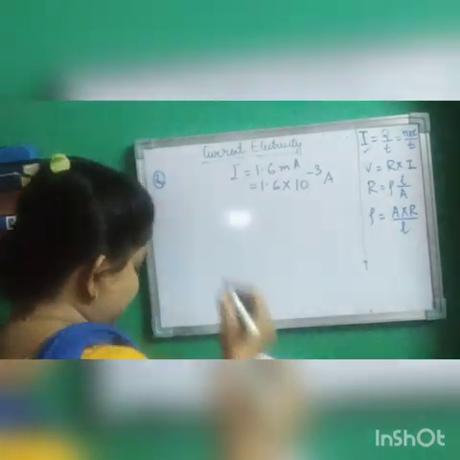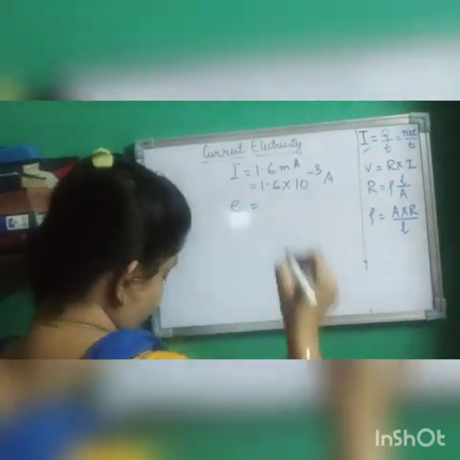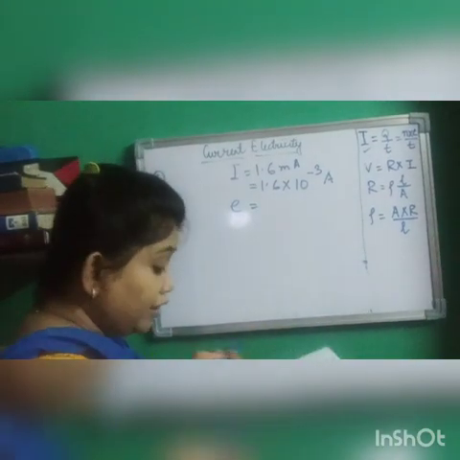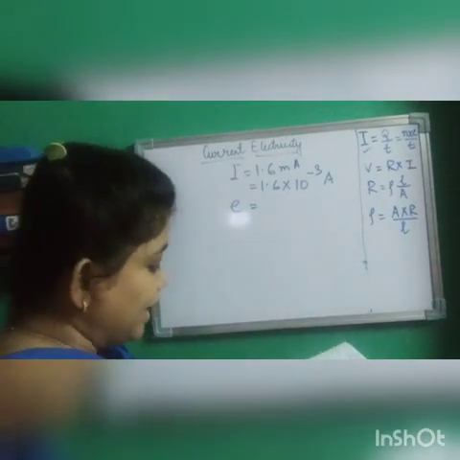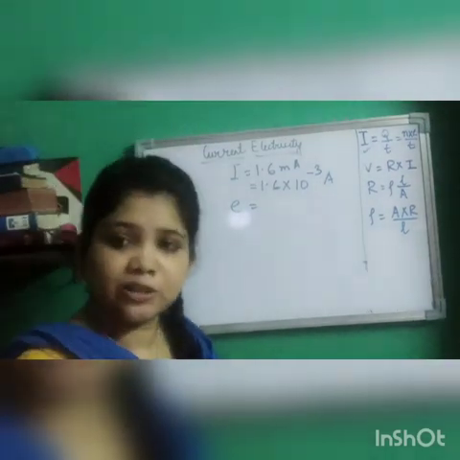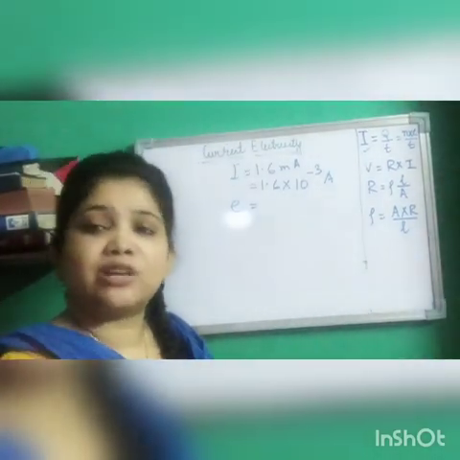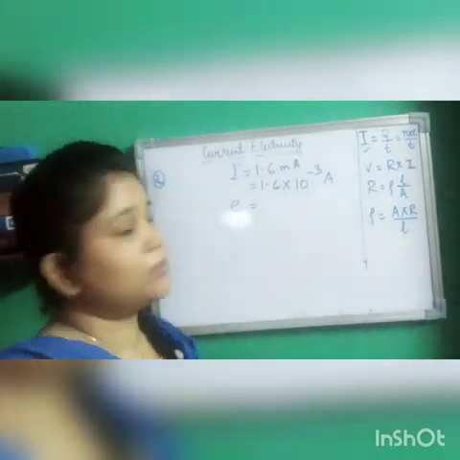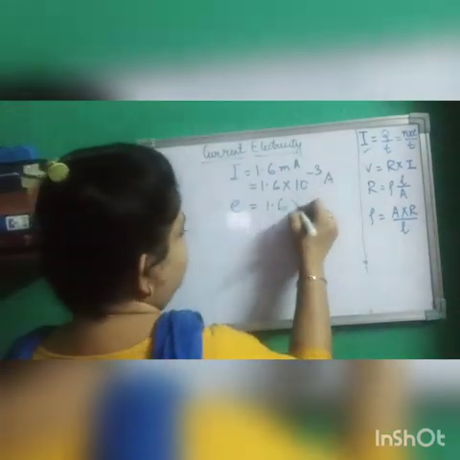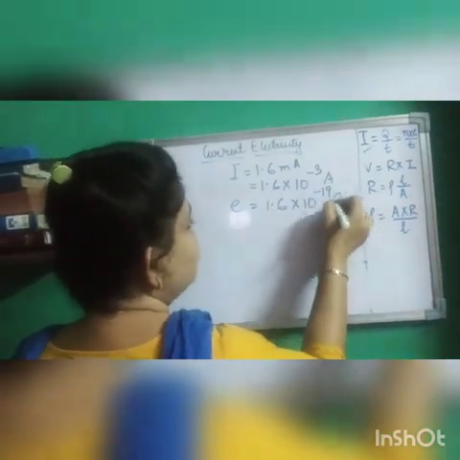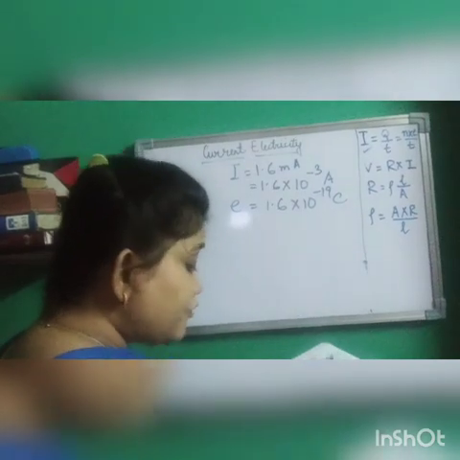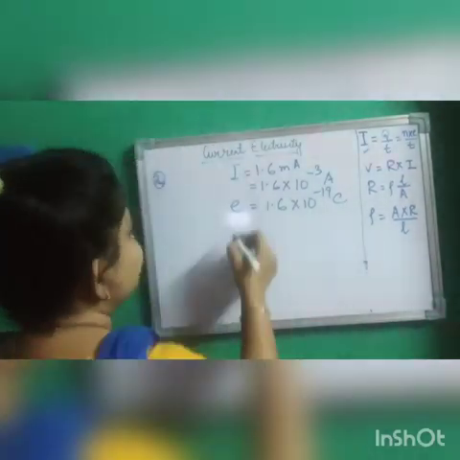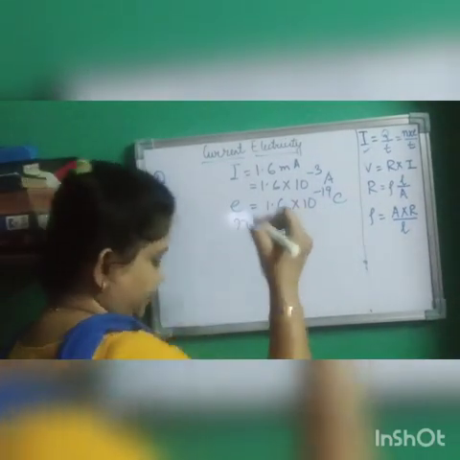Okay. What else is given? Charge on one electron e is given as minus 1.6 into 10 to the power minus 19 coulomb. Though it is given minus, I will suggest you neglect the minus, because already the charge is given. So 1.6 into 10 to the power minus 19 coulomb. What else is given? Find the number of electrons. That means obviously you have to find out n.